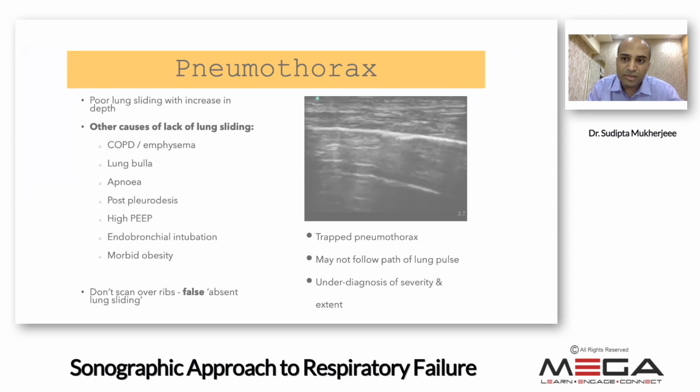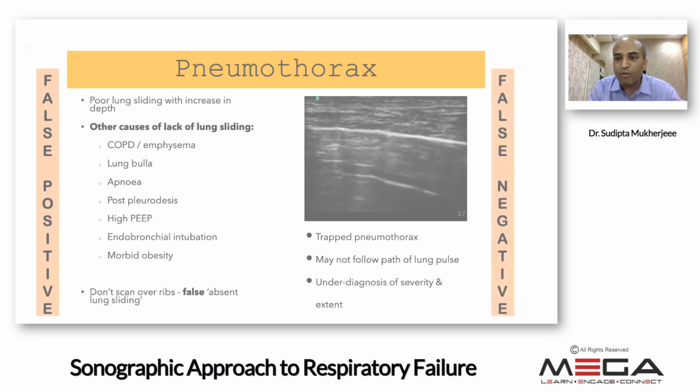But there are some challenges also. In certain cases, we can get a false positive result if the underlying lung is poorly ventilated. That can happen in a COPD emphysema patient, lung bulla, patient with apnea, post-pleurodesis, very high PEEP, endobronchial intubation, or a morbidly obese patient. There the lung sliding may be unsatisfactory or difficult to pick up. And sometimes if the new fellow accidentally puts the probe on the rib, you also may get a false absence of lung sliding. On the other hand, what are the cases of false negative?